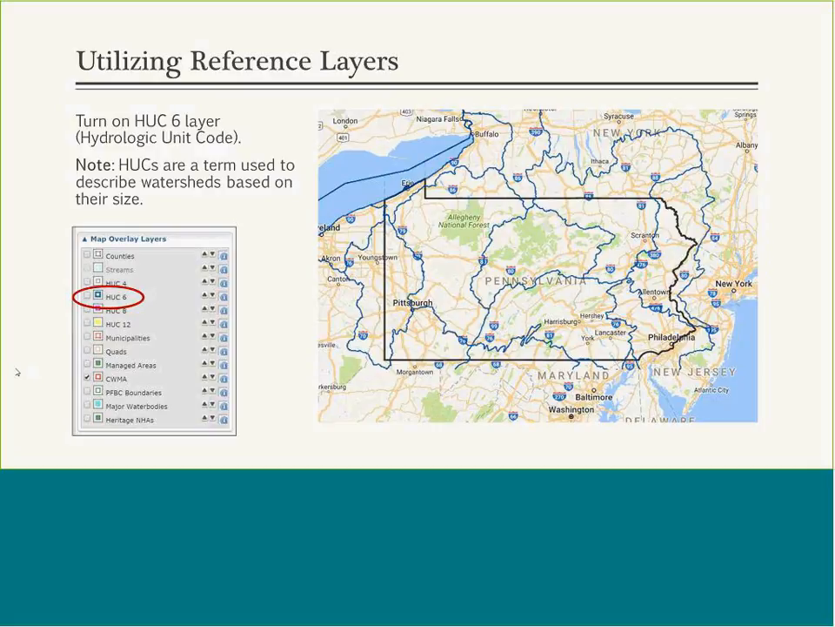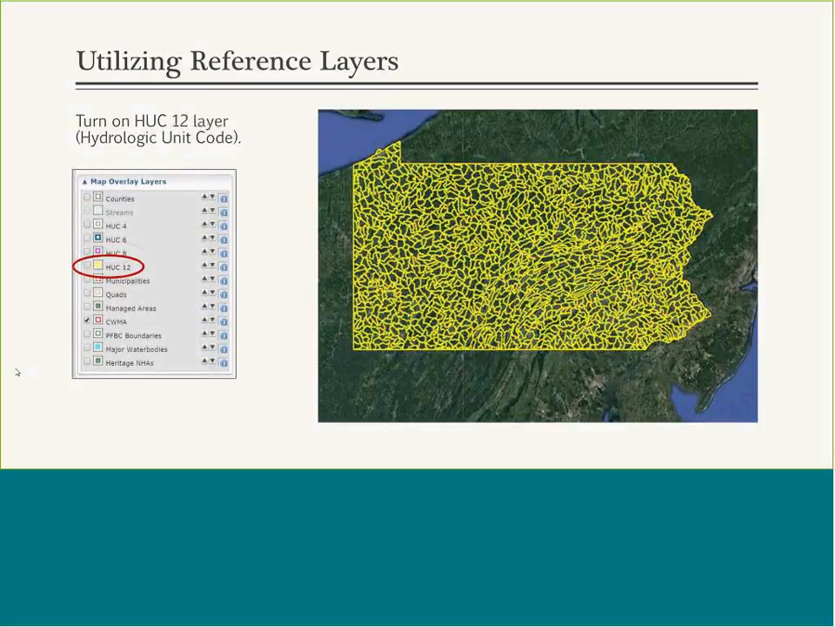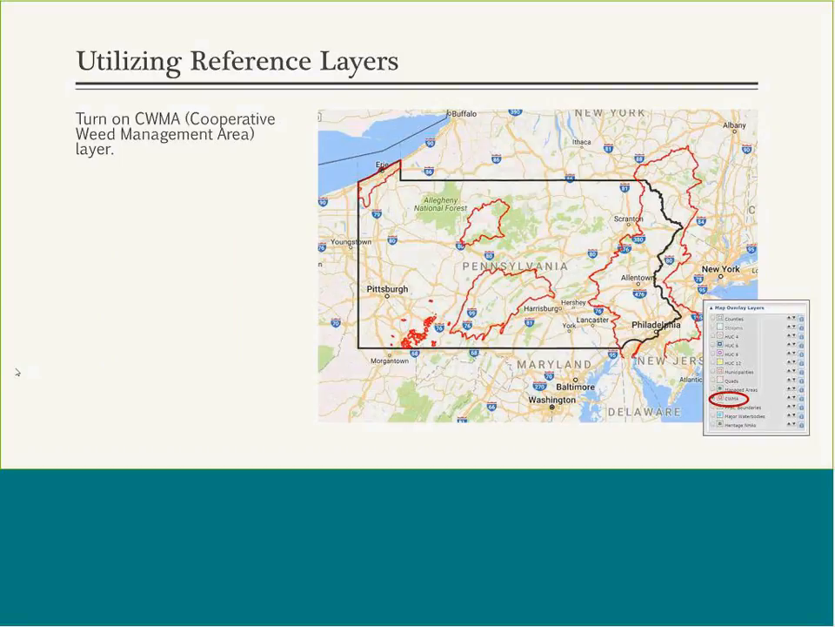And so this is a layer of the HUC 6. Here we have HUC 8, which is a little bit closer in, a little bit smaller. Here's the HUC 12, so very close in, a much better idea of where the watershed is within the state, much smaller. Okay, so again, there are various HUCs you can choose from.